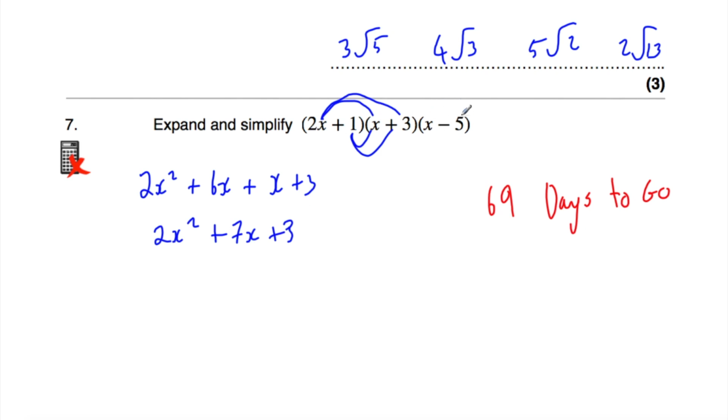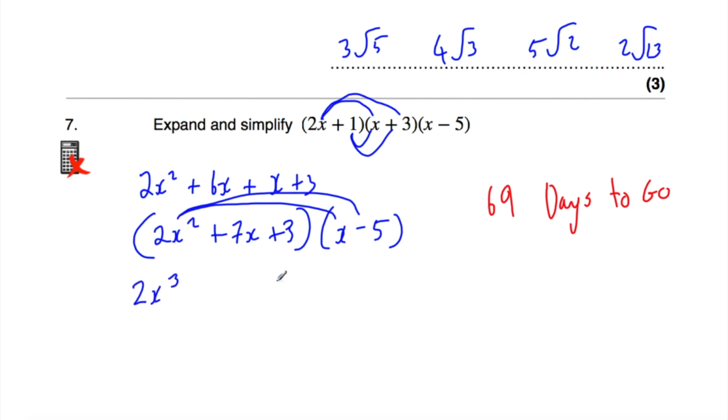Now we still need to expand this with our x minus 5, so let's put that in a bracket and write x minus 5 after it. Now we need to expand again. So 2x squared times x would be 2x cubed. So 2x squared multiplied by minus 5 would be minus 10x squared.